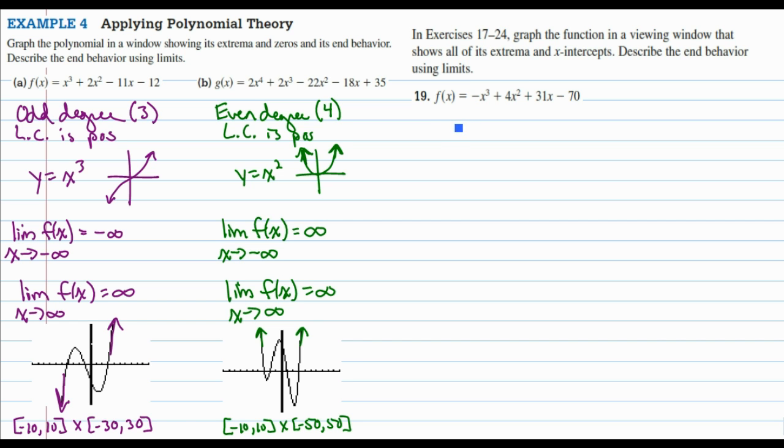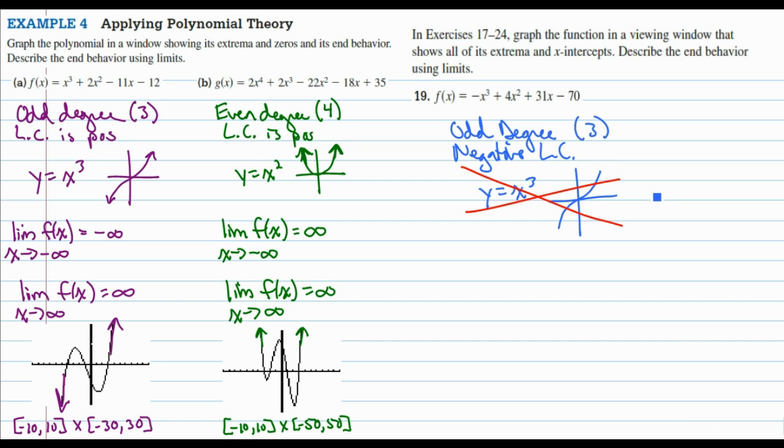So first of all, this is an odd degree polynomial, specifically degree 3. This one has a negative leading coefficient. So y equals x cubed is my basic odd degree polynomial that I know very well. But this one isn't using y equals x cubed. It's using y equals negative x cubed, which means I'm going to have a vertical flip over the x-axis. So now my left end behavior is going to go up, my right end behavior is going to go down.